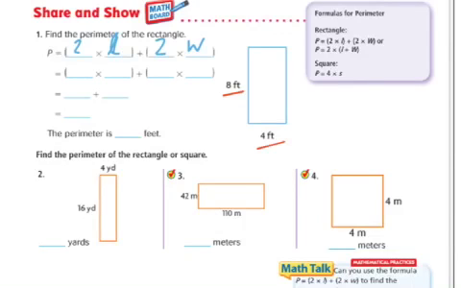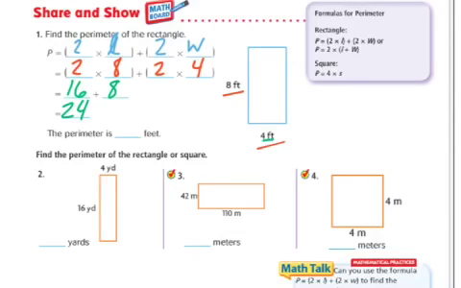We have a length of 8 feet, and we have a width of 4 feet. So I'm going to plug those in: 2 times 8 plus 2 times 4. I'm going to go ahead and do that math. 2 times 8 is 16, and 2 times 4 is 8. And when I add those together, I get 24.